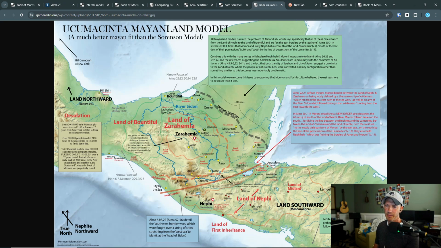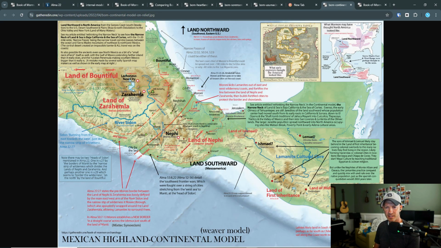And Usumacinta is the same, and honestly, mine is pretty much the same, right? I have kind of the same thing. My first inheritance is along the West Sea. I think the first inheritance could be here, and it could be here. I have my different thoughts and ideas. If you have ideas, put them in the comments.